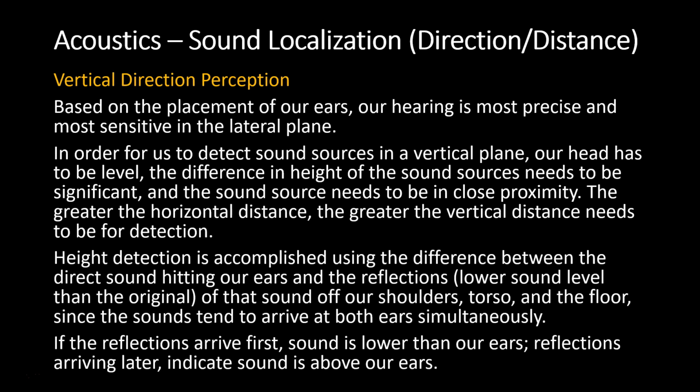And we detect vertical sound based on the sound hitting our ears directly and the reflections of that sound off our shoulders, our body, and the floor, since sound in the vertical plane tends to arrive at both ears simultaneously. If the reflected sound arrives first, we perceive the sound as being lower than our ears, and if the reflections arrive later, the sound appears to be coming from above our ears.